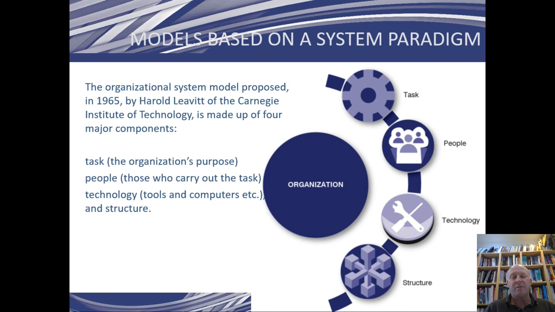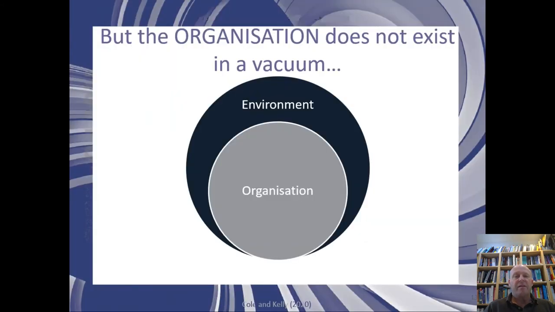And as a model, again, this helps us understand the organization more from a holistic perspective and think about its overall purpose and the relationship between these different parts. But the model itself did lack a number of things. It didn't consider the organization as an open system, the wider environment, and some of the other inputs and outputs associated with it. So the organization doesn't exist in a vacuum. There are forces from outside that govern what's going on within and can influence what's going on within the organization.